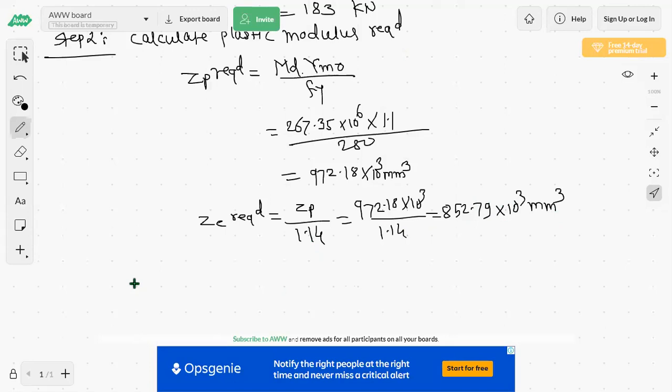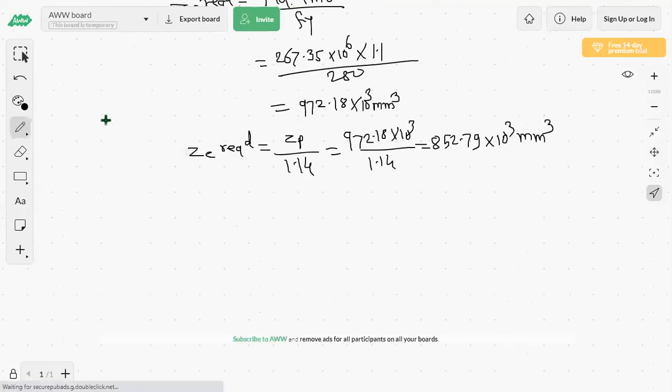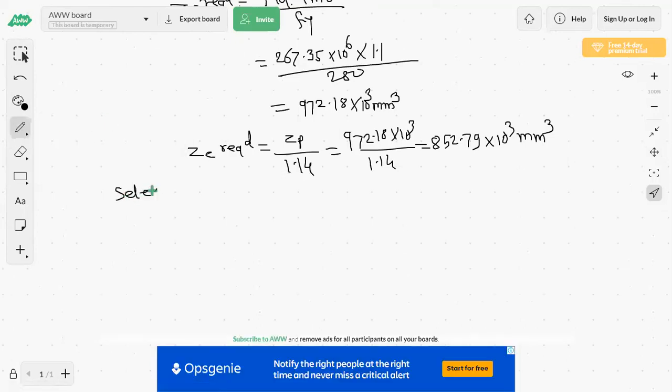And now select the section. Select I section. Go to steel table. The section having Z value 852.79.